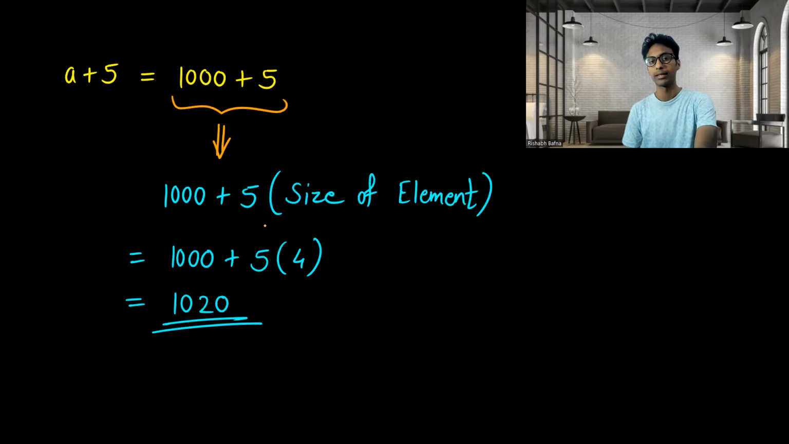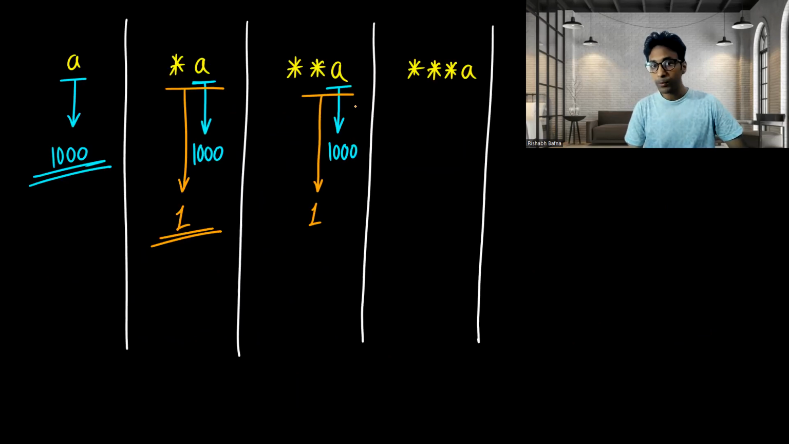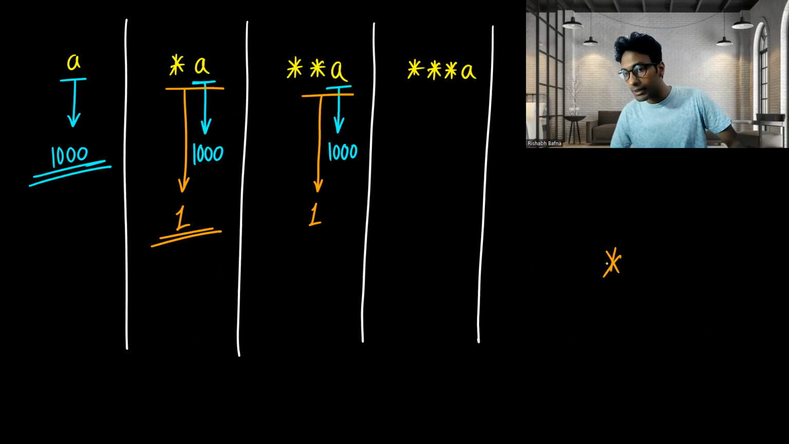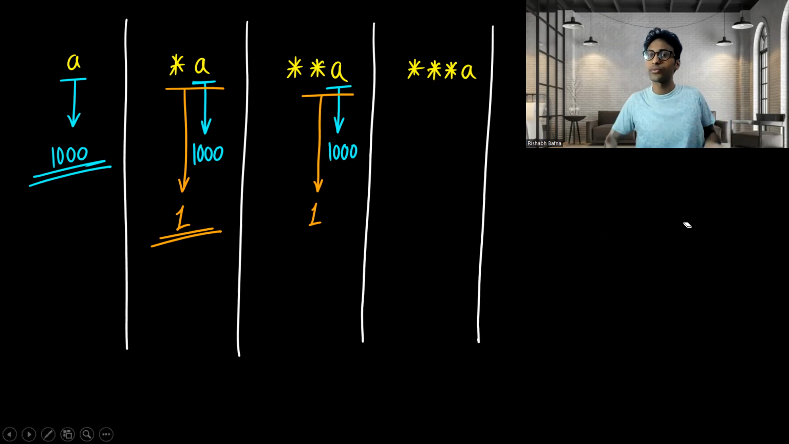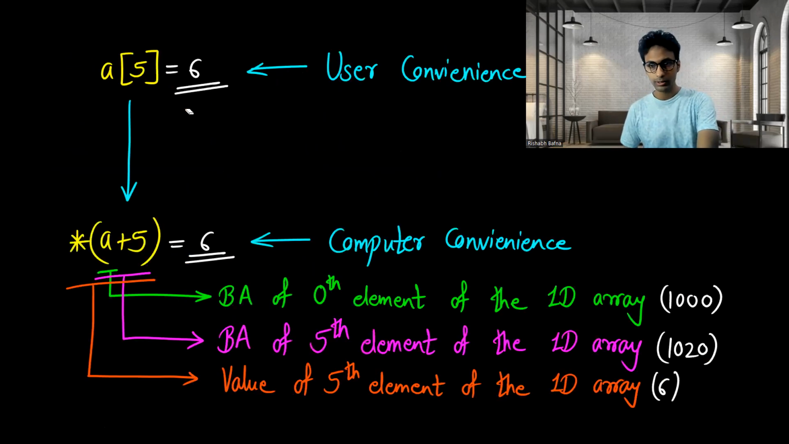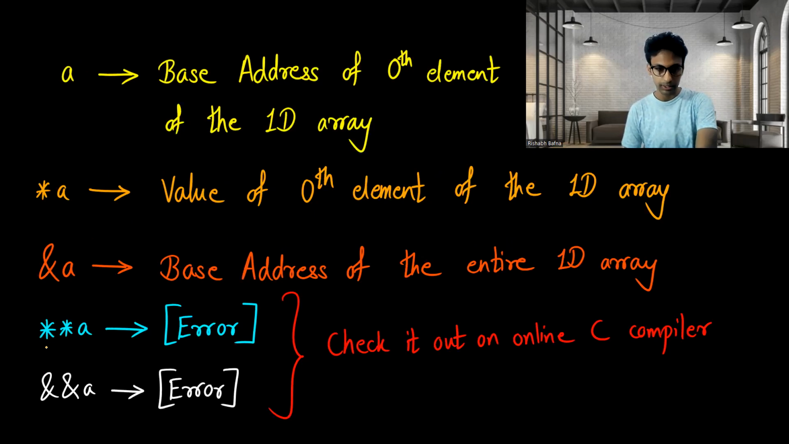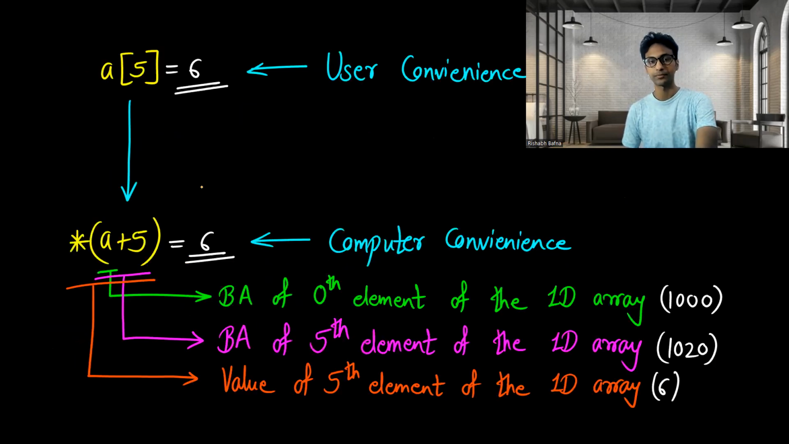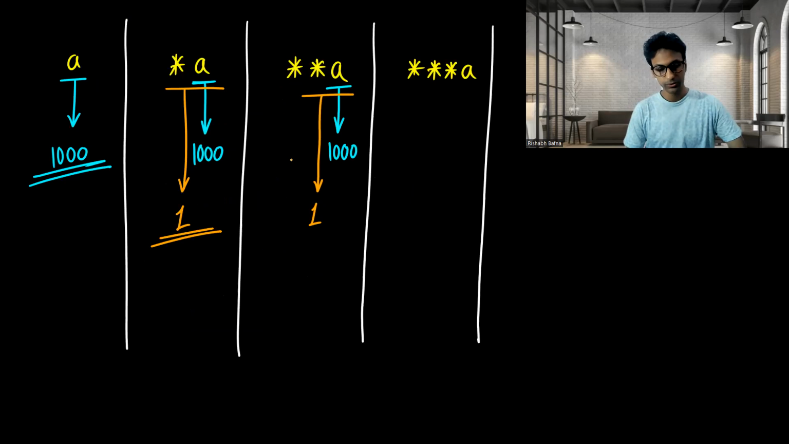If you put one more star, what is there inside 1? Nothing. If you try to dereference 1, what will you get? An error, obviously. There's nothing inside 1. We also saw this here: star, error. This will result in an error.